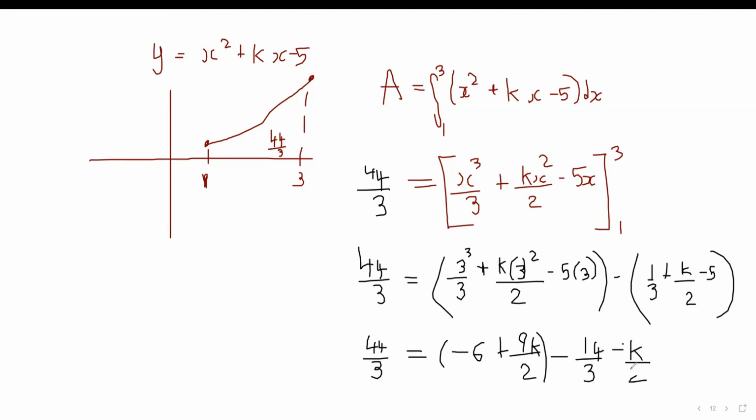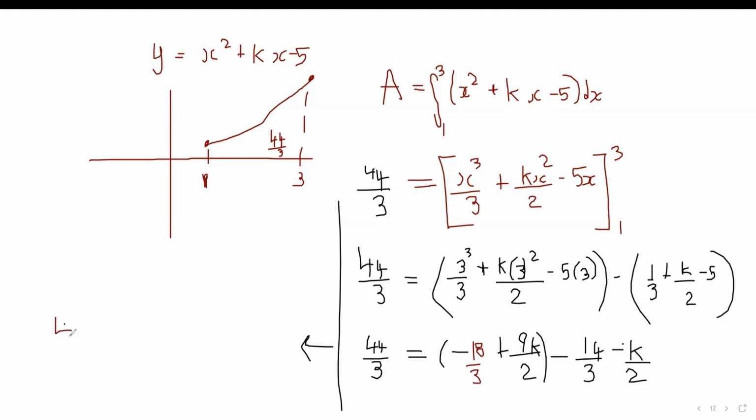Now let's finish it off over here. All right, let's change the color to finish it off. That will be minus 6 minus 14 over 3. If I times this by 3, this is minus 18. So I'm going to change minus 6 to minus 18 over 3, so it's easier for me to subtract. So this becomes minus 32.